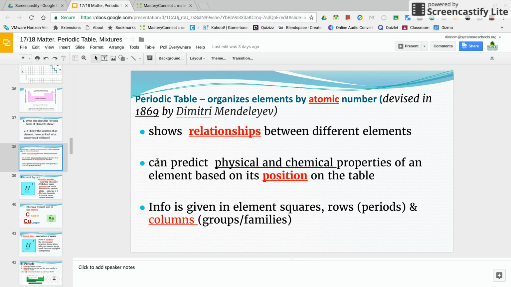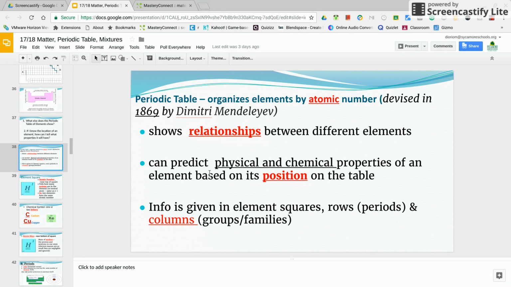Now, there's some other things that the periodic table can show us as well. It can show us relationships between elements. It can also tell us some chemical and physical properties simply based upon its position. And that's the stuff that we looked at in 7th grade this year about how a periodic table organizes elements more so than just by atomic number.